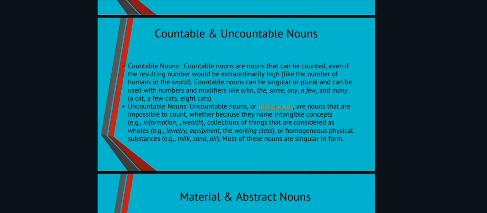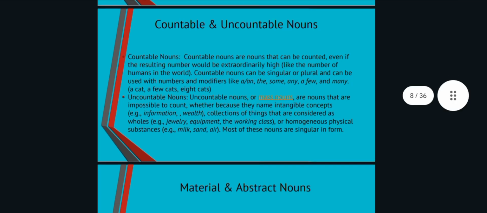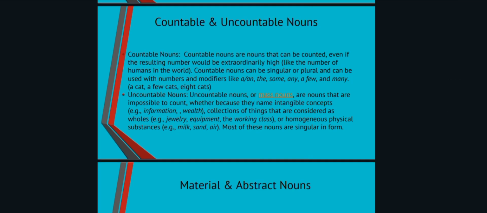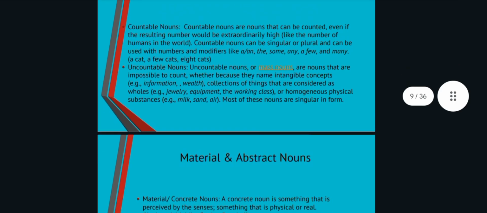Uncountable nouns, or mass nouns, are nouns that are impossible to count, whether because they name intangible concepts like information and wealth, collections of things that are considered a whole, like jewelry, equipment, the working class, or homogeneous physical substances like milk, sand, air. Most of these nouns are singular in form.